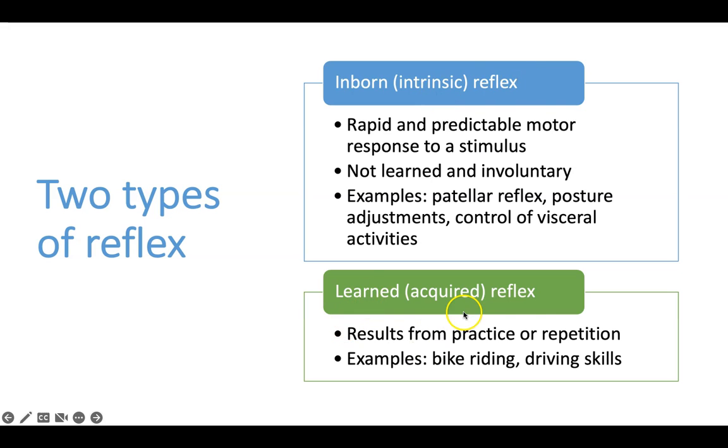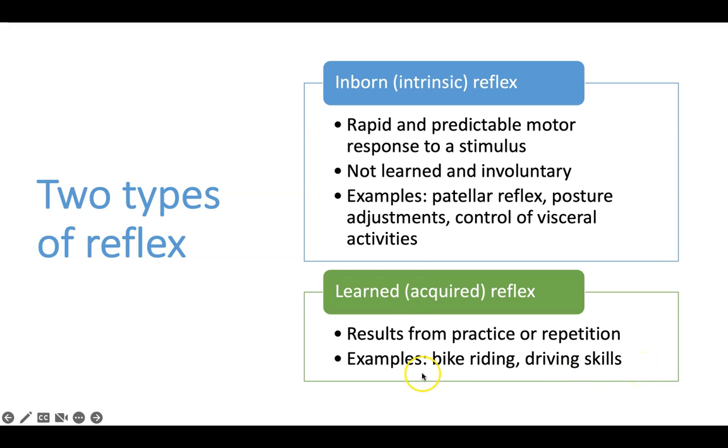And we also have learned or acquired reflexes. And the difference here is in the name. So whereas intrinsic were not learned, they were involuntary, learned are going to be learned. So you acquired them at some point. That means that they result from practice and repetition. So you just practice things over and over and over again, and eventually they become reflexive. They become things you don't have to think about. Examples would be bike riding and driving skills.